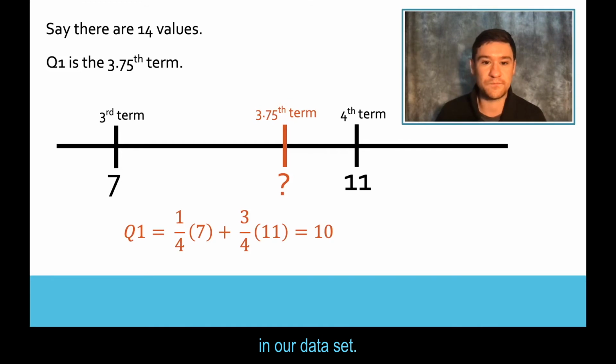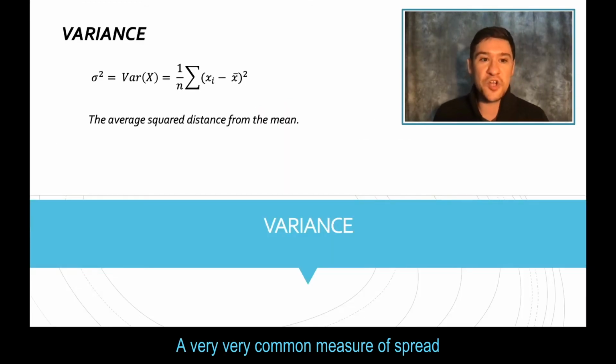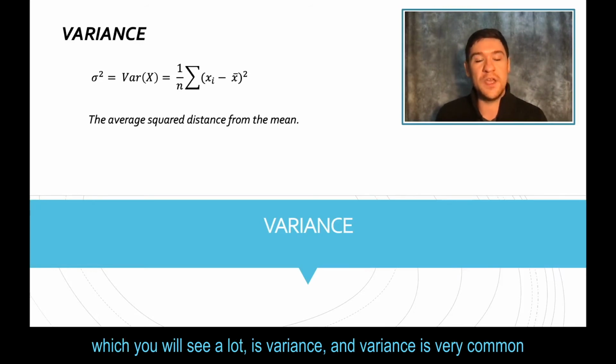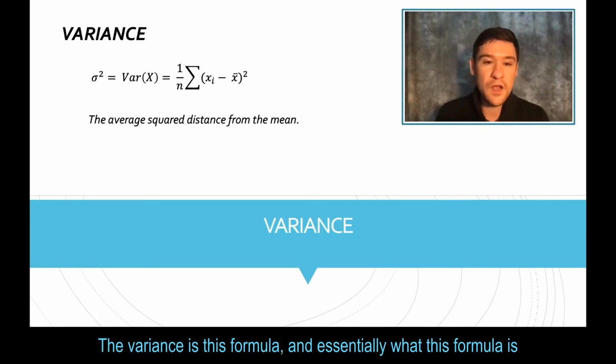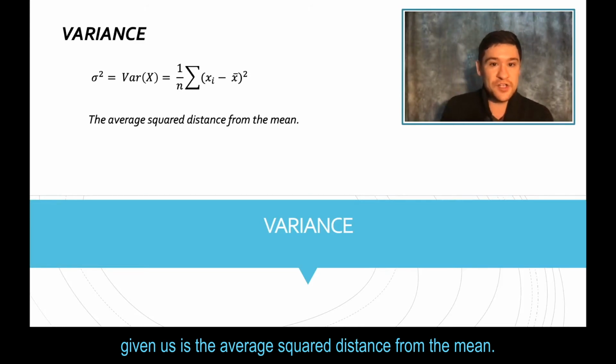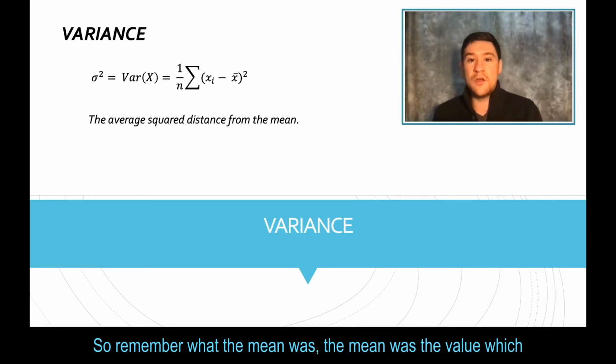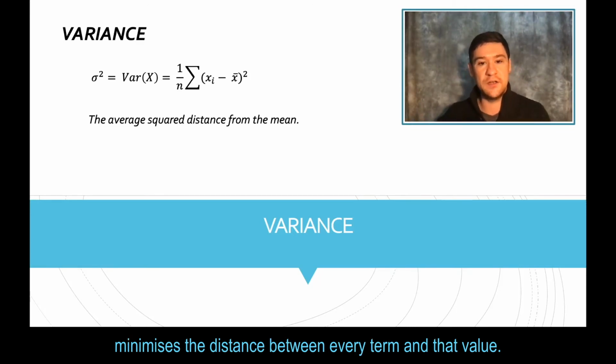A very, very common measure of spread, which you will see a lot, is the variance. And variance is very common because it has some really important downstream uses. The variance is this formula, and essentially what this formula is giving us is the average squared distance from the mean. So remember what the mean was? The mean was the value which minimizes the distance between every term and that value.